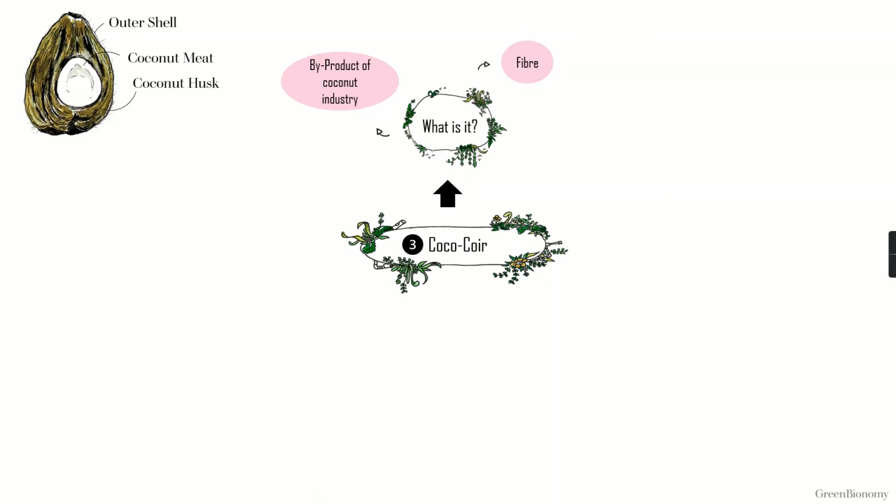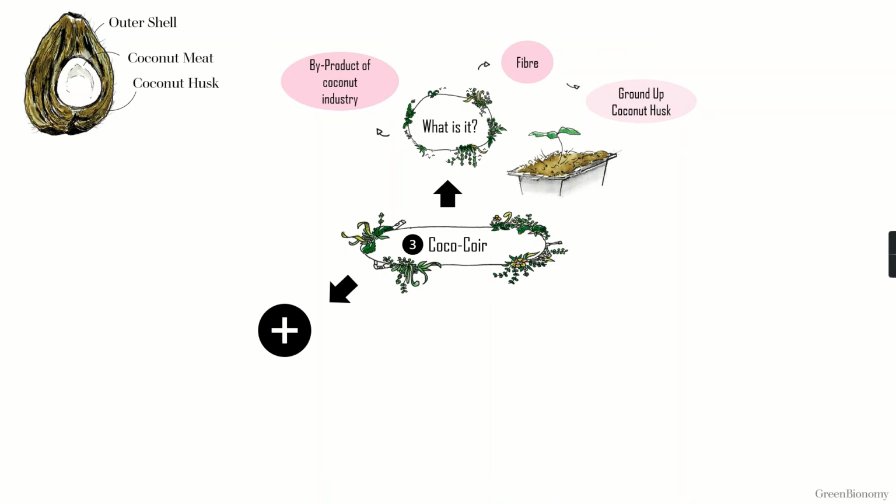So this husk is a byproduct of the coconut industry. When they are processing everything to take out the meat and water that you enjoy, the husk is something that is usually thrown away, but it turns out that you can use this husk to create a hydroponic medium. When they take the husk and grind it up, you end up with this coco coir.